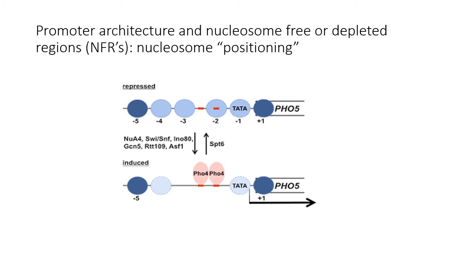So in response to inducing conditions, a lot of stuff happens, which is very schematically shown here. But the bottom line is that remodeling complexes and histone acetylases will remove those nucleosomes that are adjacent to the +1 and allow the binding of the transcriptional activator, which is FO4. So this nucleosome-depleted region is very characteristic of active genes. And we need protein complexes, etc., to get them that way.